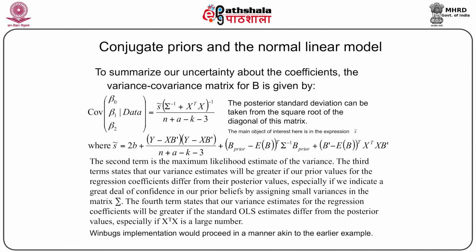The second term in that expression is the maximum likelihood estimate of the variance. The third term states that our variance estimates will be greater if our prior values for the regression coefficients differ from their posterior values, especially if we indicate a great deal of confidence in our prior beliefs by assigning small variances in the matrix sigma. The fourth term states that our variance estimates for the regression coefficients will be greater if the standard OLS estimate differs from the posterior values, especially if X transpose X is a large number.